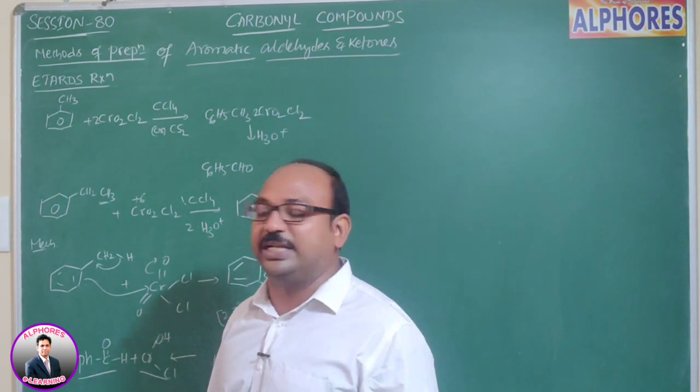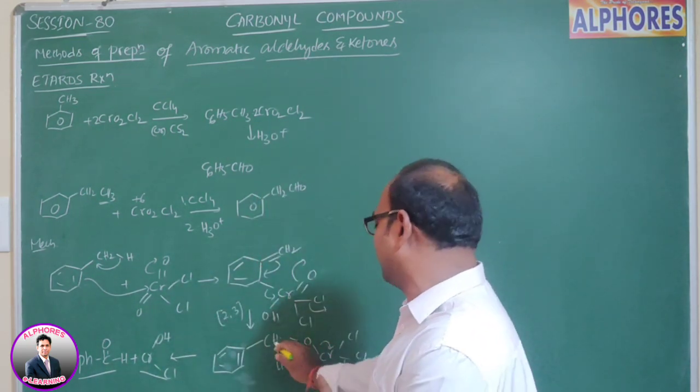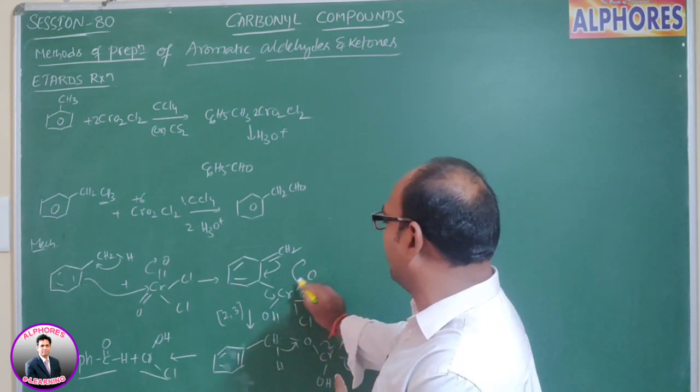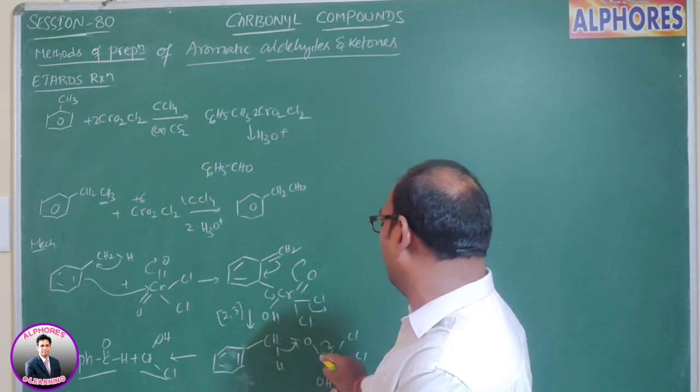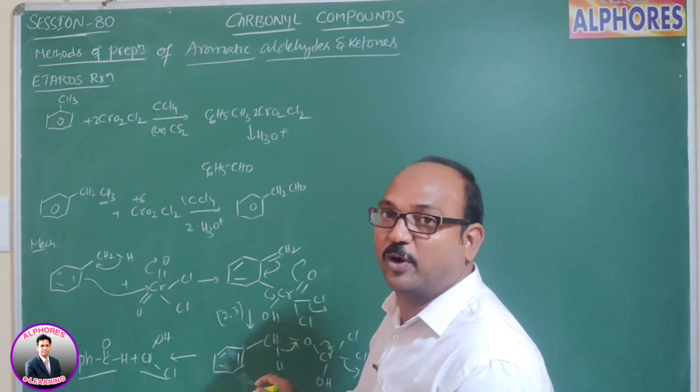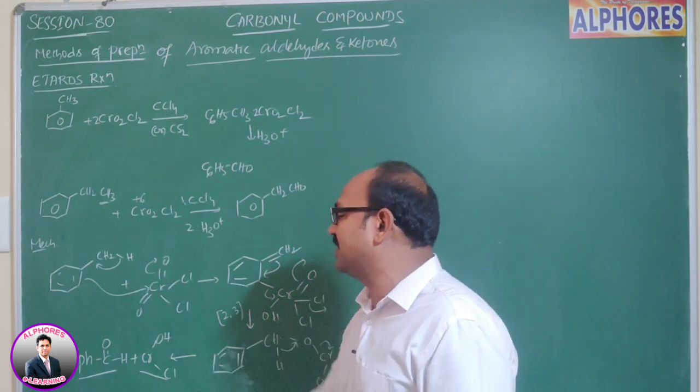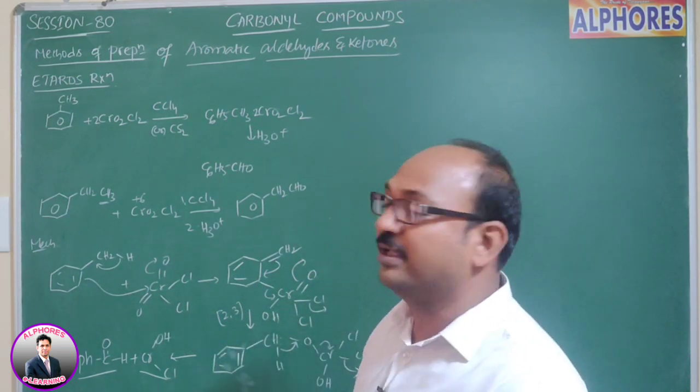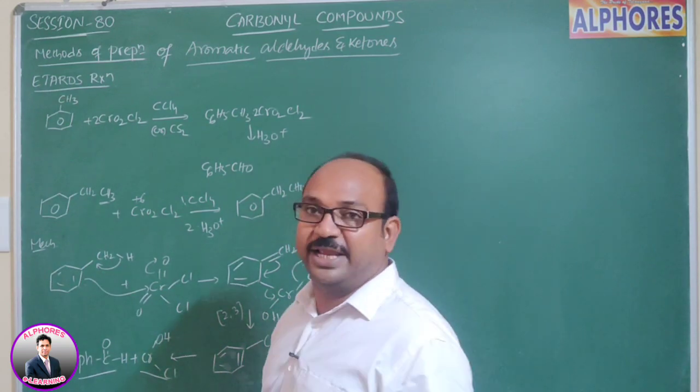And during oxidation, first it forms chromate ester. If you observe Cr double bond O, like that, a chromate ester type product, which upon hydrolysis gives benzaldehyde. This is what we call Etard's reaction.